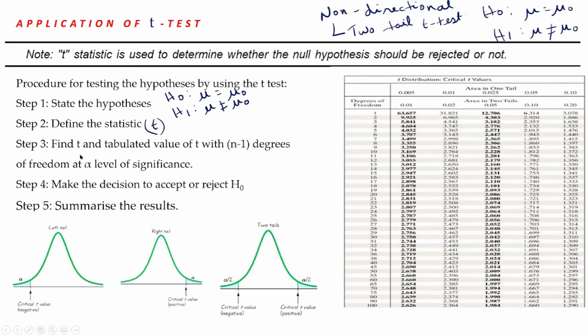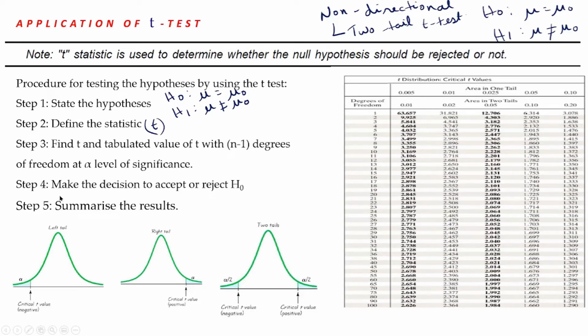And then we have to find the value of t and then the tabulated value of t with n minus 1 degrees of freedom and alpha level of significance. So after finding the value of the t statistic, we have to find the critical value or the table value of t with n minus 1 degrees of freedom. For this one sample t test, the number of degrees of freedom is given by n minus 1 and the level of significance is given by alpha.